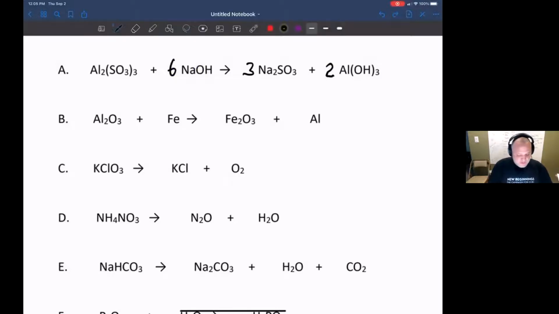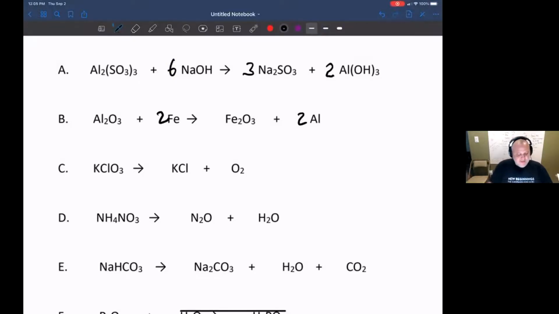Okay, moving right along. This one's pretty straightforward. I've got 2 irons on the right, and so I need 2 irons on the left. I've got 2 aluminums on the left, so I need 2 aluminums on the right. And I'm going to use left and right to refer to products and reactants. Reactants will be left, products will be right. So let's take a look at the next one.